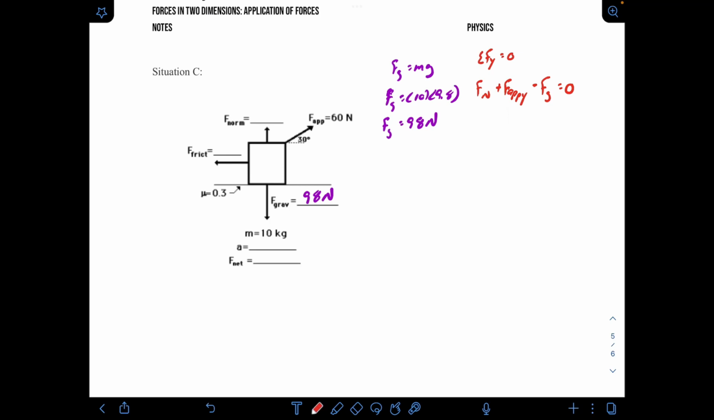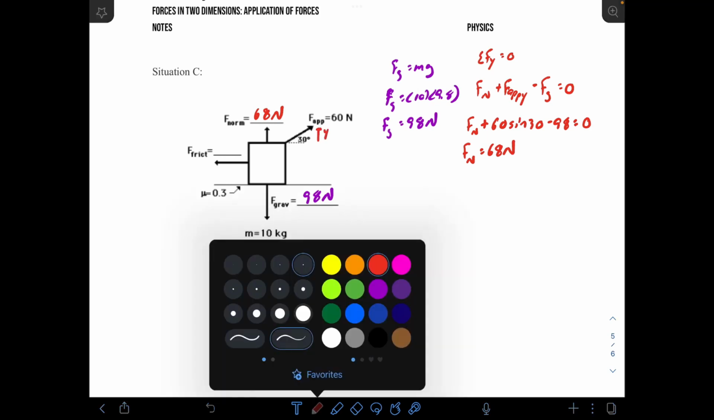And what happens is when I start filling stuff in, I have the normal force going up. The applied force in the y direction looks like it's going to be 60 sine 30. I know the Fg, that's 98. I just figured that out. So I can solve for the normal force. Looks like it ends up being 98 minus 60 sine 30. So the normal force looks like it is 68 newtons. So that's a little different from before where we would just set things equal to each other. Once again, there's this y component that I need to contend with.